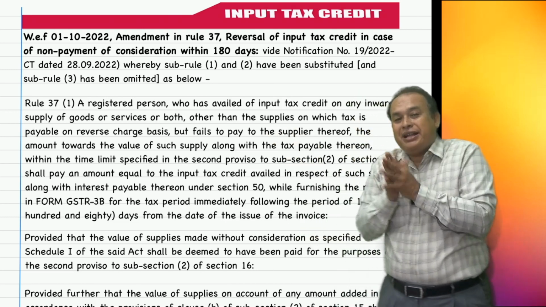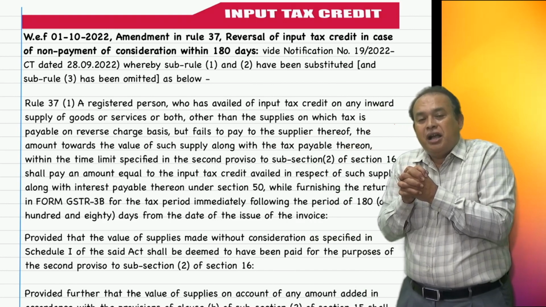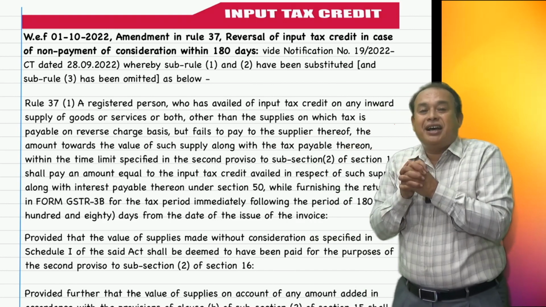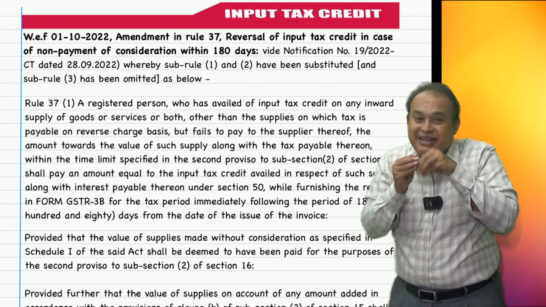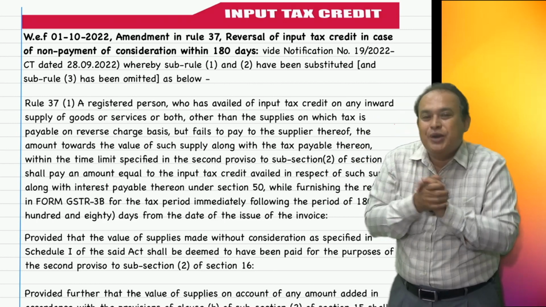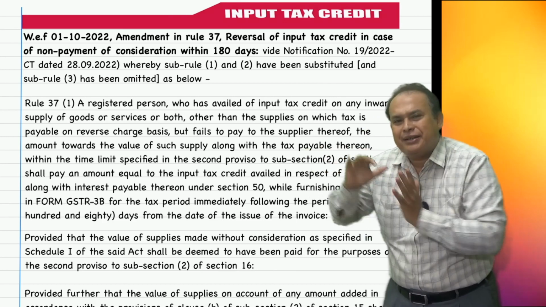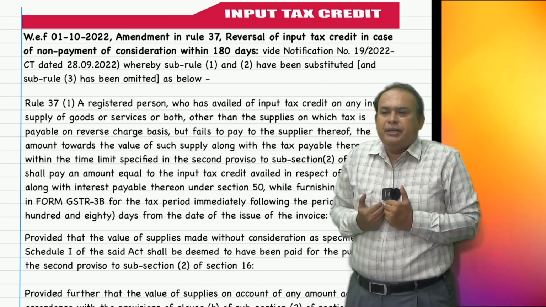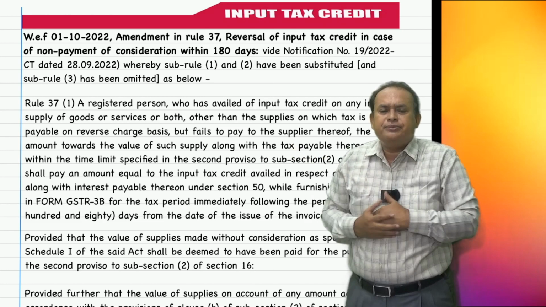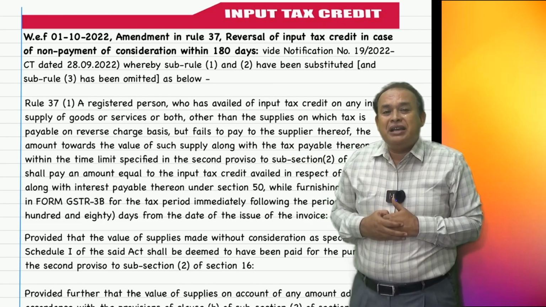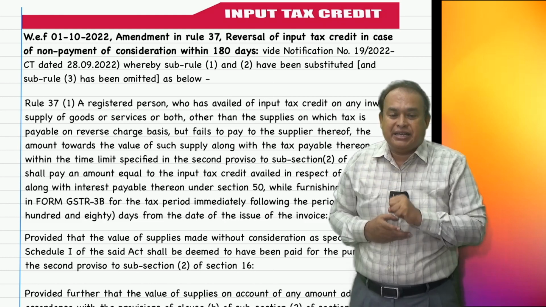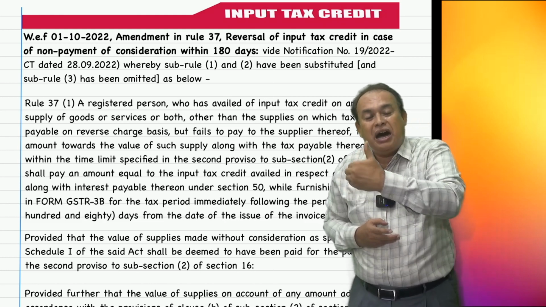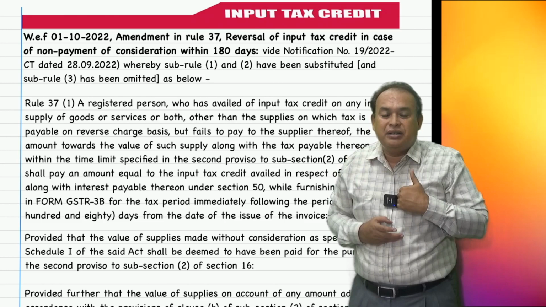Now, a doubt arises here. Sir, I paid my supplier within 180 days, sir, but not fully. Part amount I paid, sir. How much did you pay? 50% I paid, sir. Can I avail ITC proportionately for 50%? What I paid, proportionate credit can be availed.